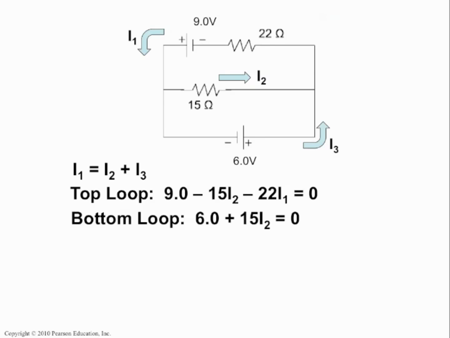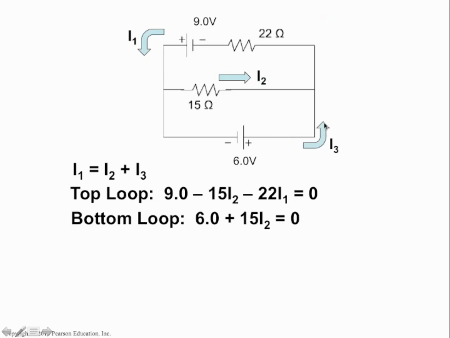Now I have a bottom loop equation. So the bottom loop I'm talking about is this one down here, the bottom half of the rectangle. And again, I'm going to proceed counterclockwise because I'm starting at the battery, and so I have a positive 6.0.